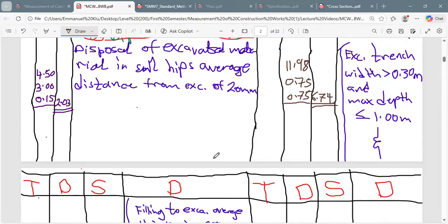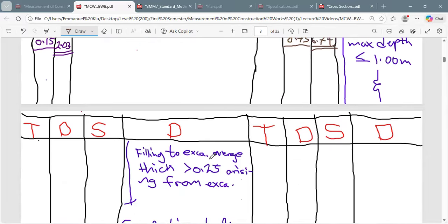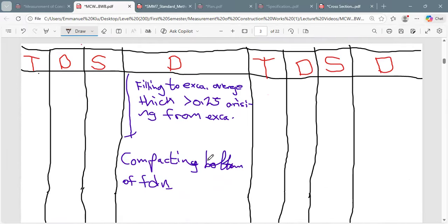Then after that, what do we have to do next? We have to do the same thing for the compaction of foundation. The compaction is done in area, so the length times breadth. I told you that the breadth is 750. That is the width of the foundation. So at the end of it, we just have to multiply the length, which is 11.98, times the breadth, that is 0.75.